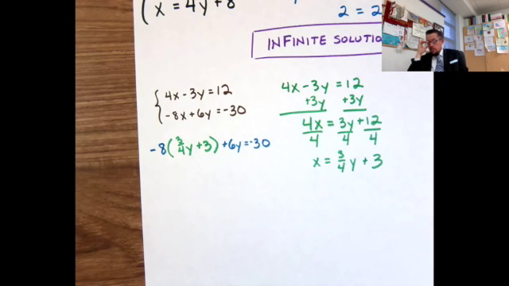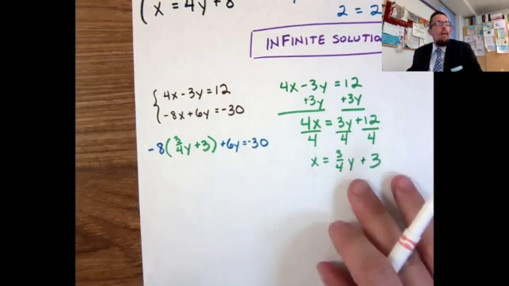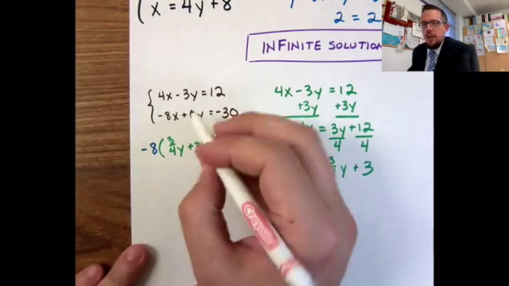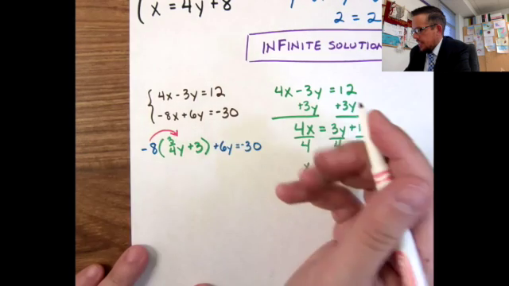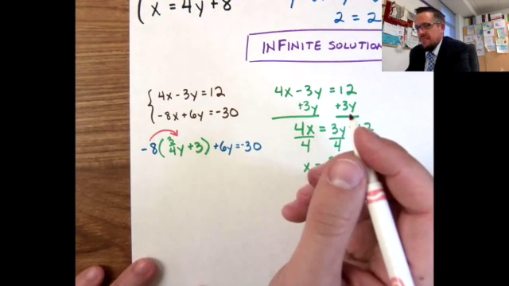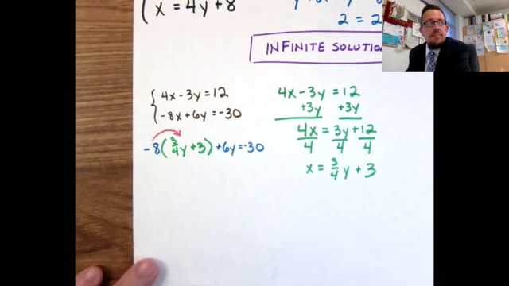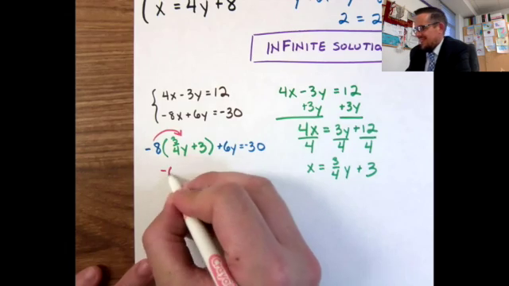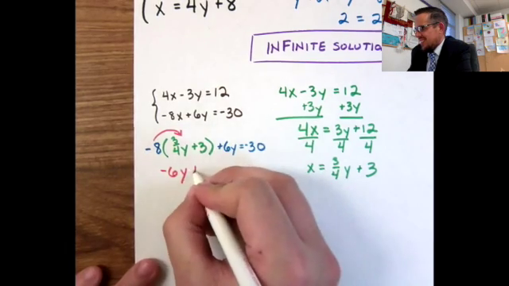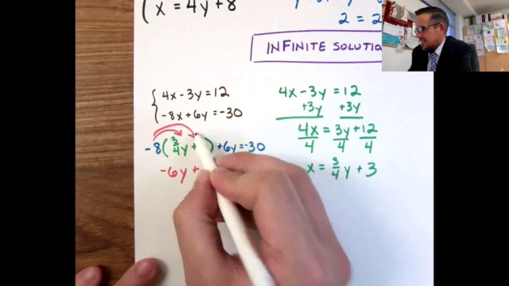Wait. Now what? Distribution first. I think the distributive property is a good idea. You guys are all right. -8 times 3/4 y is -6y. Yeah, I forgot the negative.